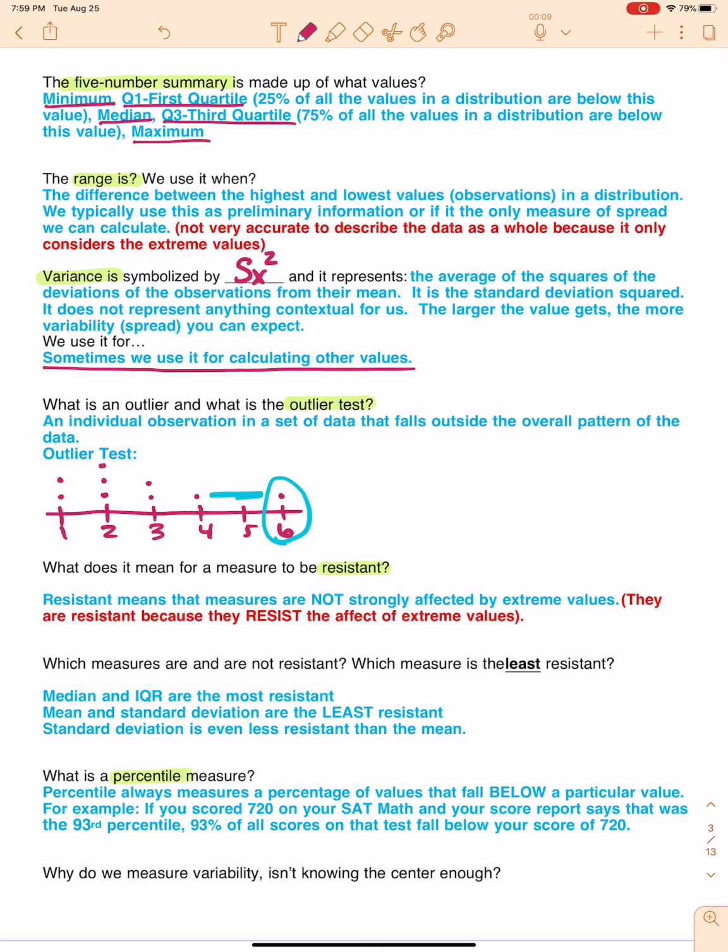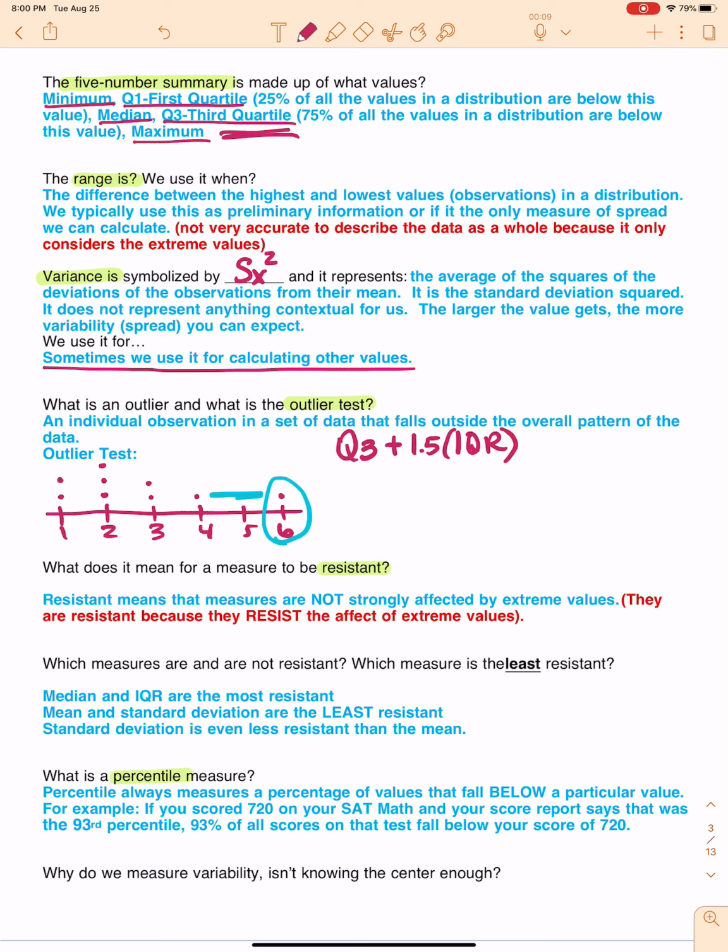You cannot say it is an outlier unless you run the outlier test. Okay, Miss Griggs, don't keep us waiting. What is the outlier test? Well, the outlier test looks like this. You take Q3, which is the third quartile from the 5-number summary, and you add to it 1.5 times the IQR.